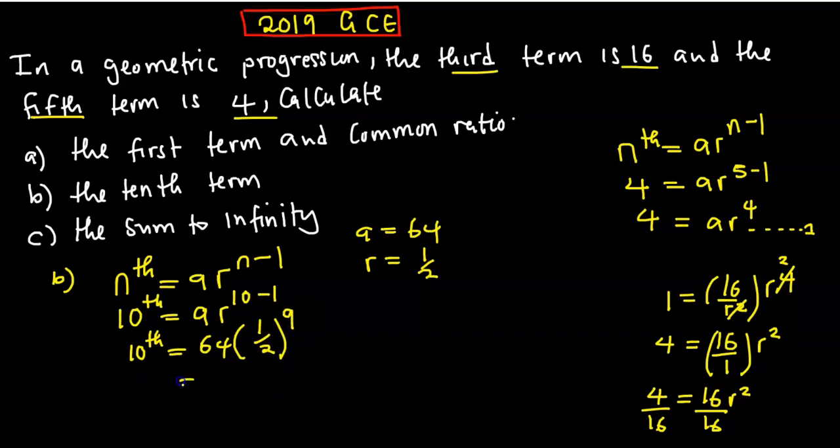So now equal to 64. Don't multiply here, please. Don't say 64 multiply half. No, work out this first. So 1 over 2 to the power 9 is just the same as 1 to the power 9 over 2 to the power 9. So 1 to the power 9 is 1. What about 2 to the power 9? This one is giving us 512. So 64 outside multiplied by 1 over 512.